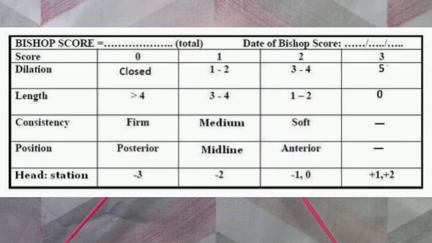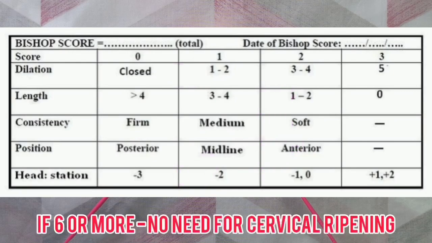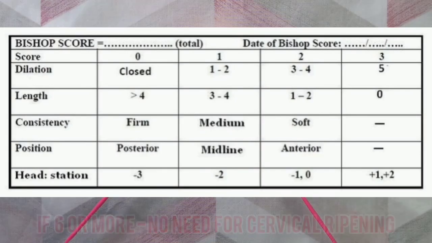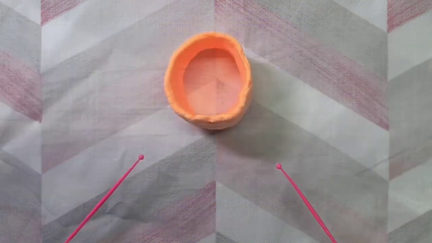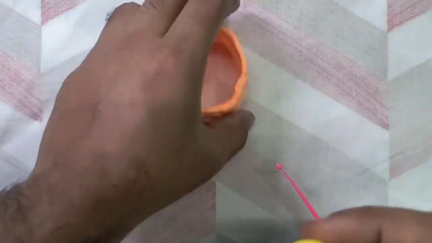Now, whenever your Bishop score is 6 or more, it means that your cervix is ripe enough to go into induction of labor. Now, this is the biggest problem that a lot of people have, that they do not know the difference between cervical ripening and induction of labor. So to explain that, I'm going to show you another cervix now.